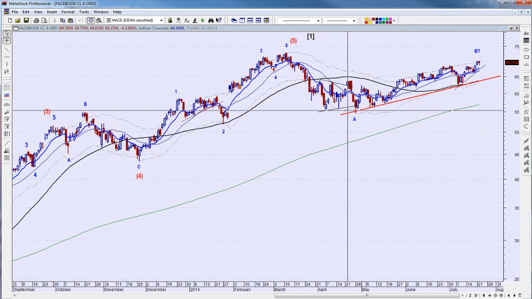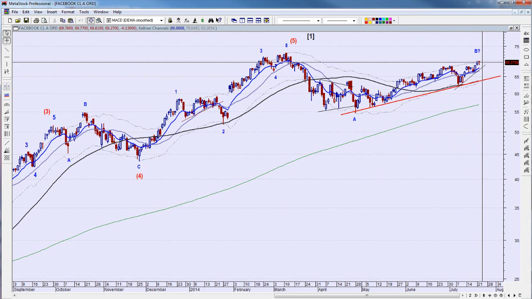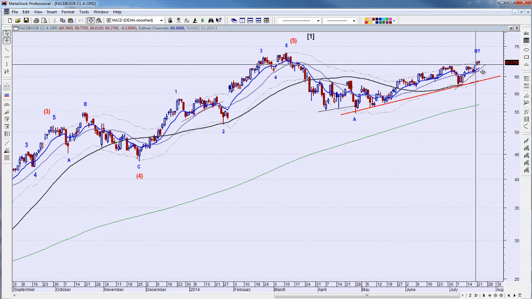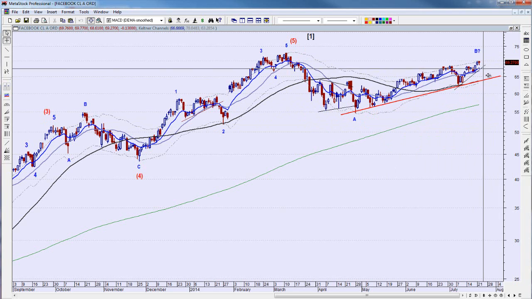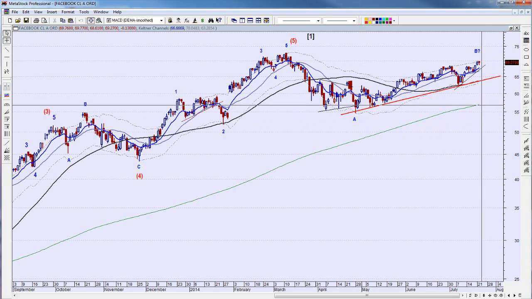It's not totally clear, but this looks kind of shallow to me. And so that's why I've got a question mark by B. I'm thinking this is B, and that we're going to turn around and come back down through. So we'll be looking to see, does it break this little shallow trend line? And then does it break this trend line? And then down here is the 233-day moving average.